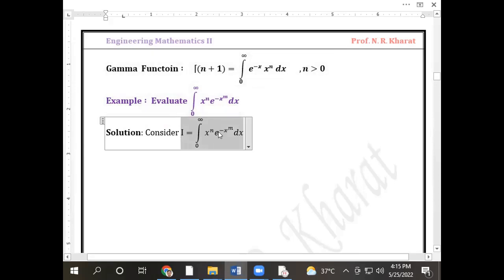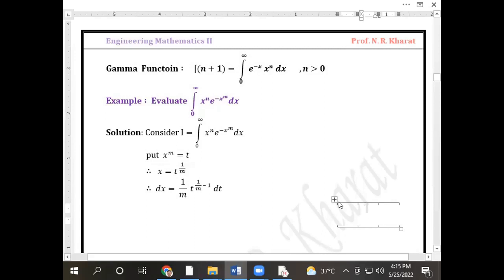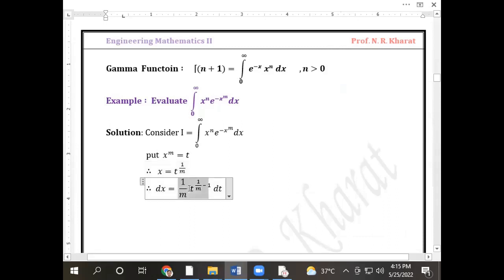When we compare with our standard definition, the exponential function index is changed. So we have to convert this exponential function index into the variable of integration. So we put x raised to m equal to t. Taking the 1 upon m power on both sides, we get x equal to t raised to 1 upon m. Differentiating with respect to the other variable, the derivative of x is dx, and the derivative of t raised to 1 upon m is 1 upon m t raised to 1 upon m minus 1 dt.